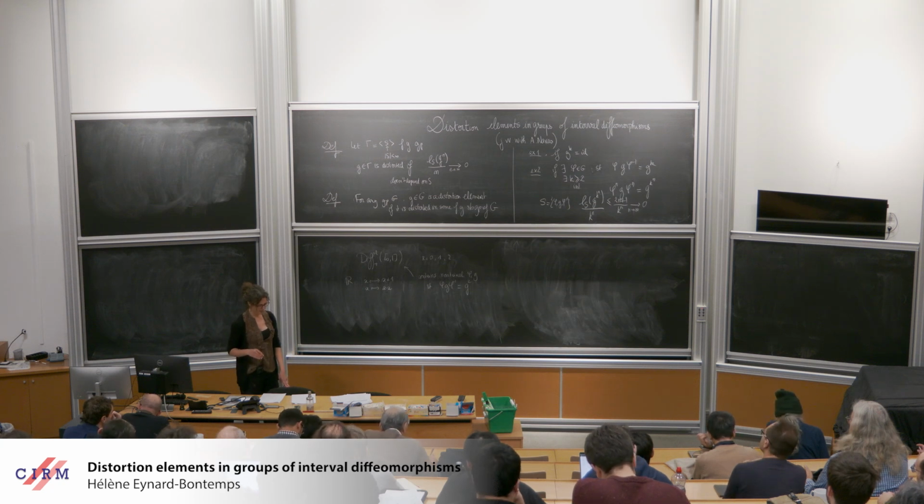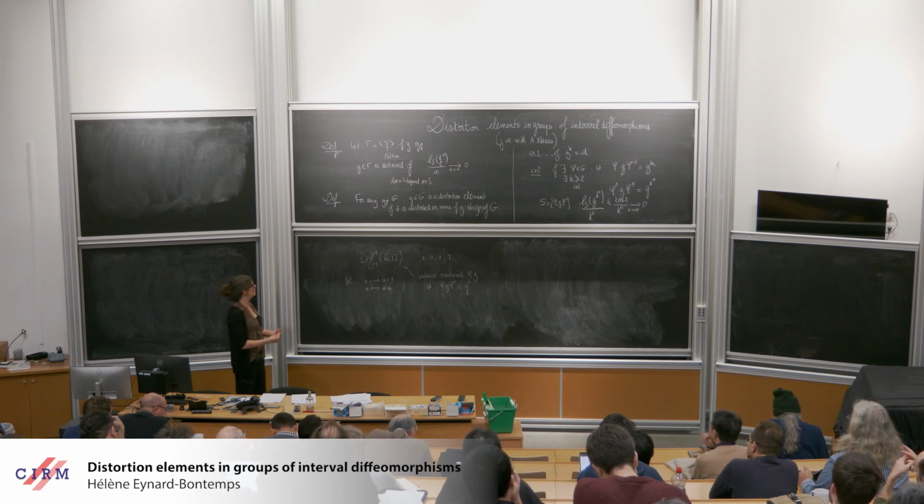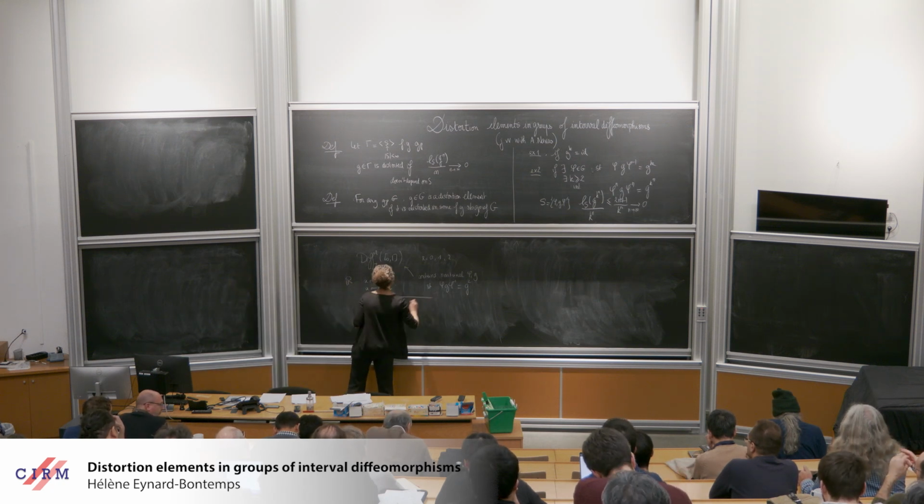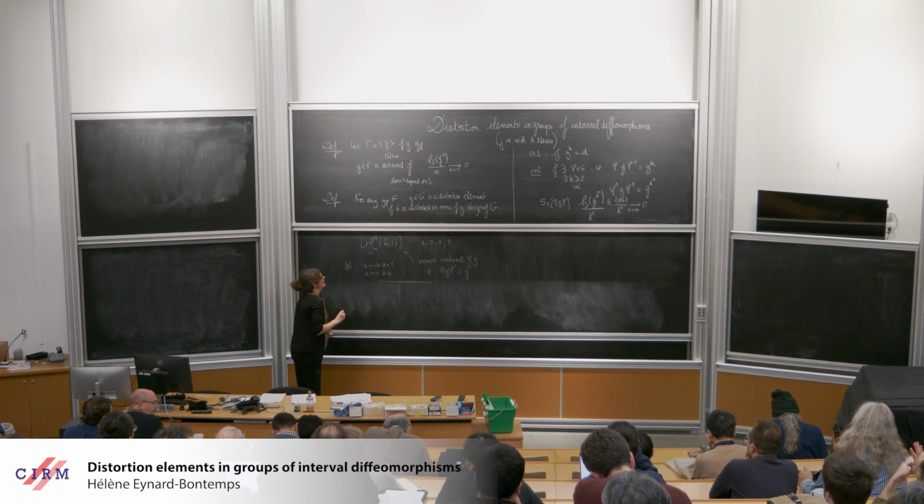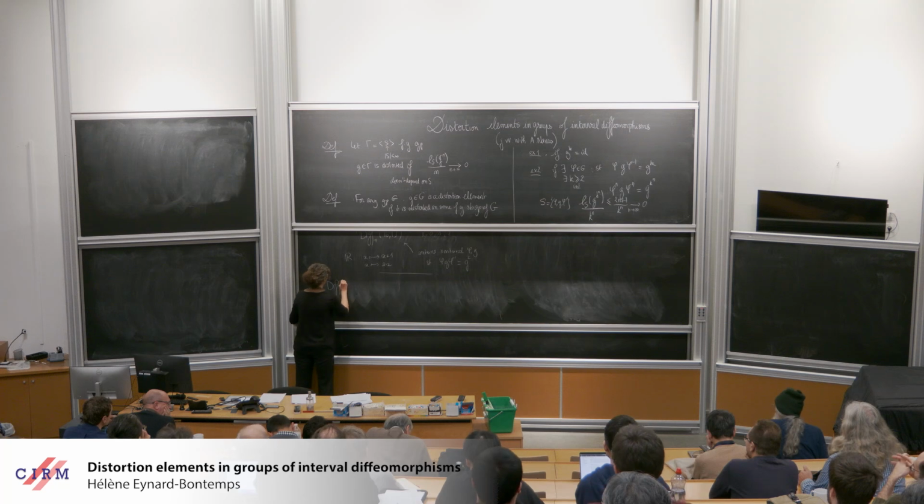So you do have distortion elements, but my point here is to try to characterize them all, to understand all the diffeomorphisms in a given regularity which are distortion elements. And let me start, that's a spoiler, I will not answer the question, but well, that's the goal.